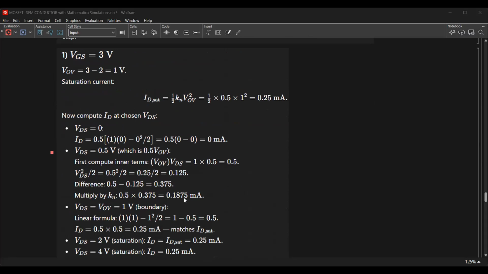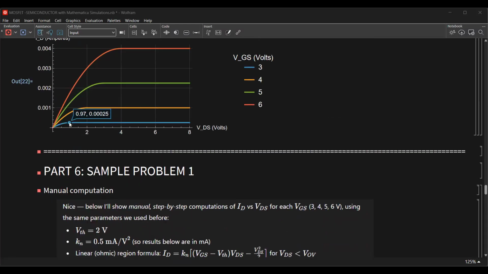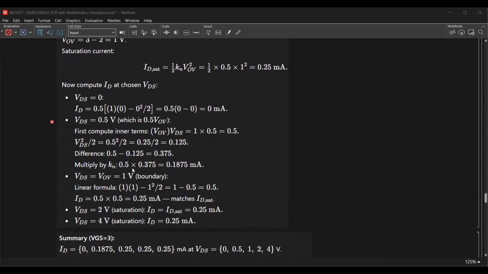We have VDS equal to 0.5 here. So approximately the ID here is 0.18, 0.18 milliampere. So we have here 0.18 milliampere.